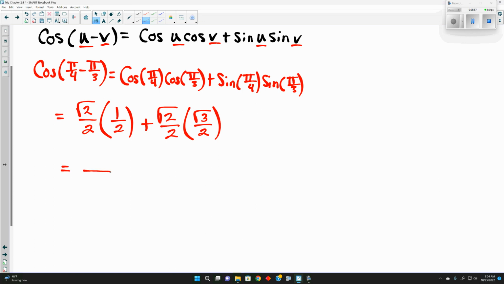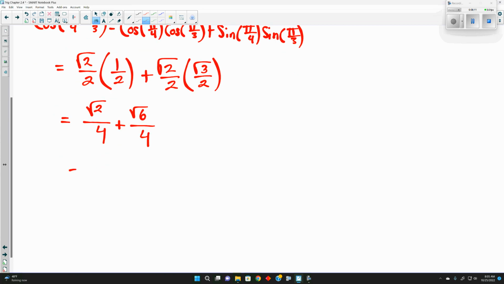We can multiply these together. Square root of 2 times 1 is just square root of 2. 2 times 2 is 4. Square root of 2 times square root of 3 is square root of 6 over 4. And if we wanted to add these together, it's just going to be the square root of 2 plus square root of 6 over 4.